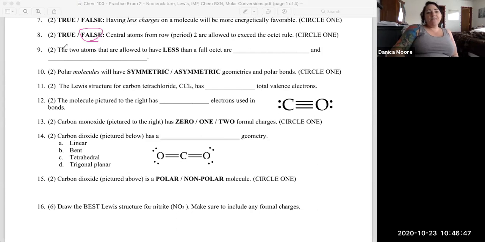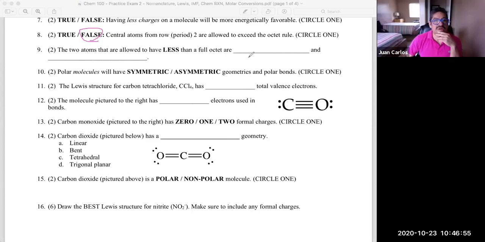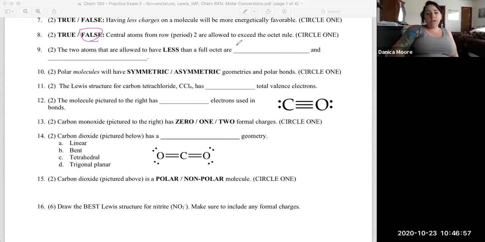The two atoms that are allowed to have less than a full octet: hydrogen and boron. If you put beryllium there, that would be fine too, but we don't usually talk about beryllium.